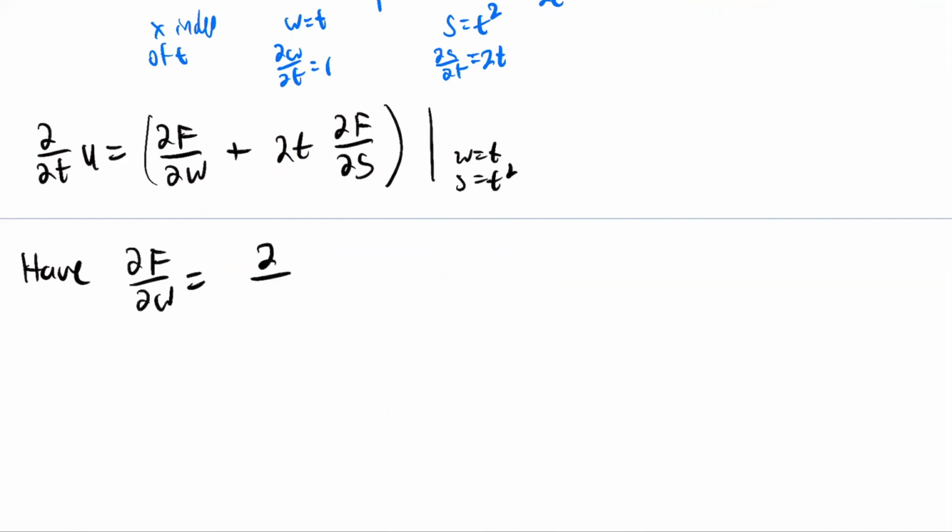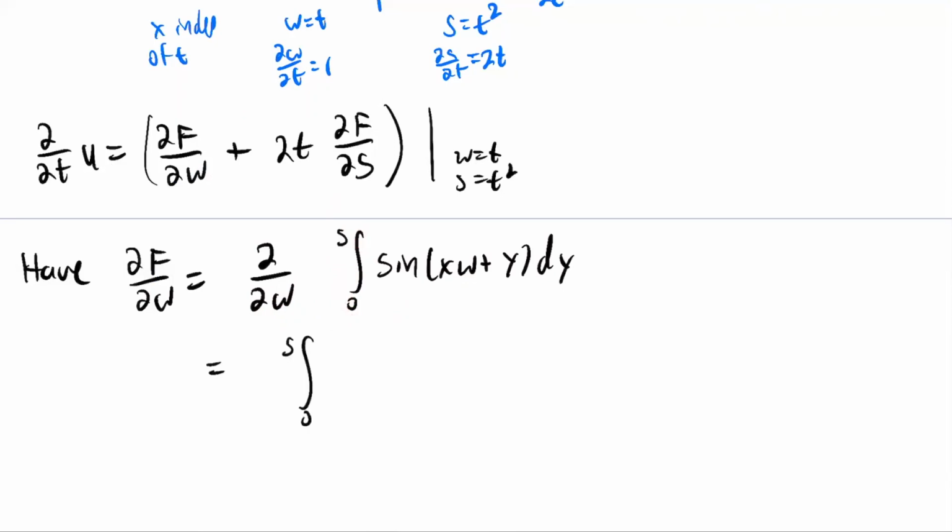Well, this is the derivative with respect to the variable w of the function f, which was given by the integral from 0 to s of sine of xw plus y dy. Now our variable that we're differentiating with respect to is w. So we're just going to use the same idea we saw in case one, where I can bring this derivative into the integral, because there's no w up here on the bounds. So this is equal to the integral from 0 to s of d/dw of the integrand.